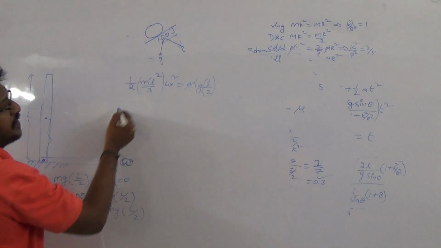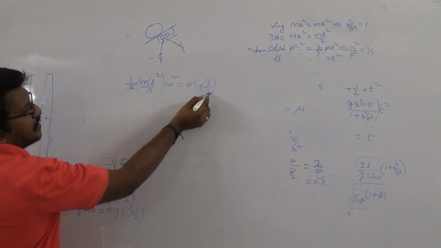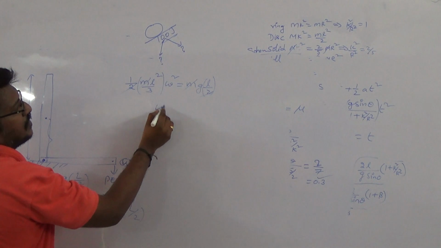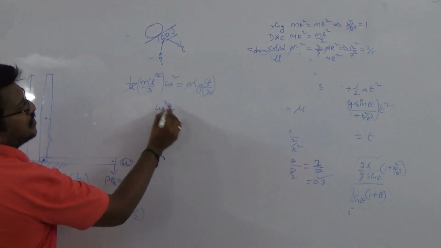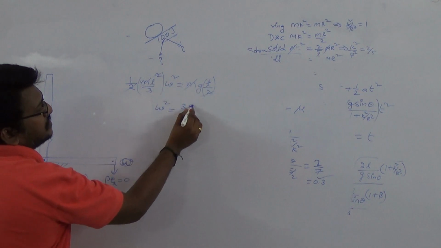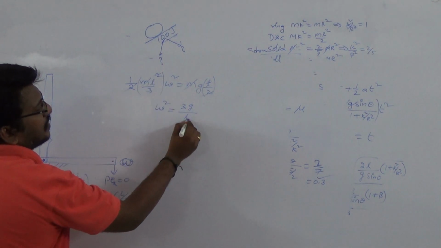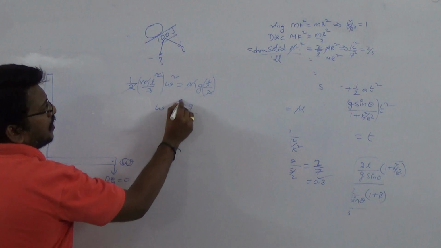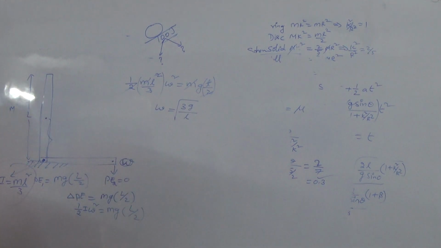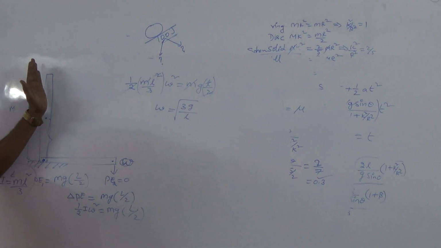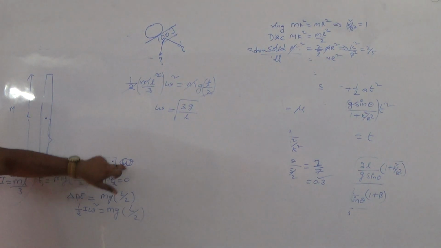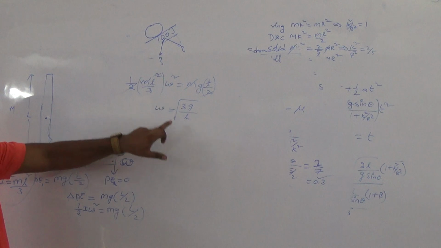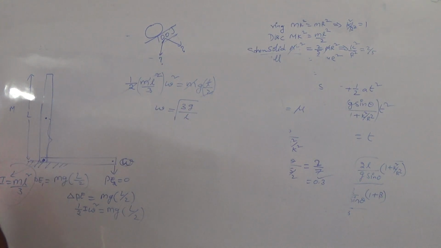Both sides m gets cancelled, the 2 also cancels, and one L is cancelled. Omega square is equal to 3g by L, so omega equals under root 3g by L. When the rod touches the ground, the angular velocity is omega equal to under root 3g by L. Now I am asking what is the linear velocity?